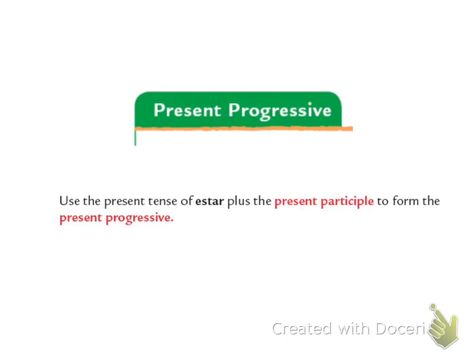We're going to be needing two things. We are going to be needing estar, conjugated, and a present participle. So two things. This is a two-piece deal here. Does anybody know what a present participle in English would be? Nope. No ideas. Okay, well, we're going to learn them today.